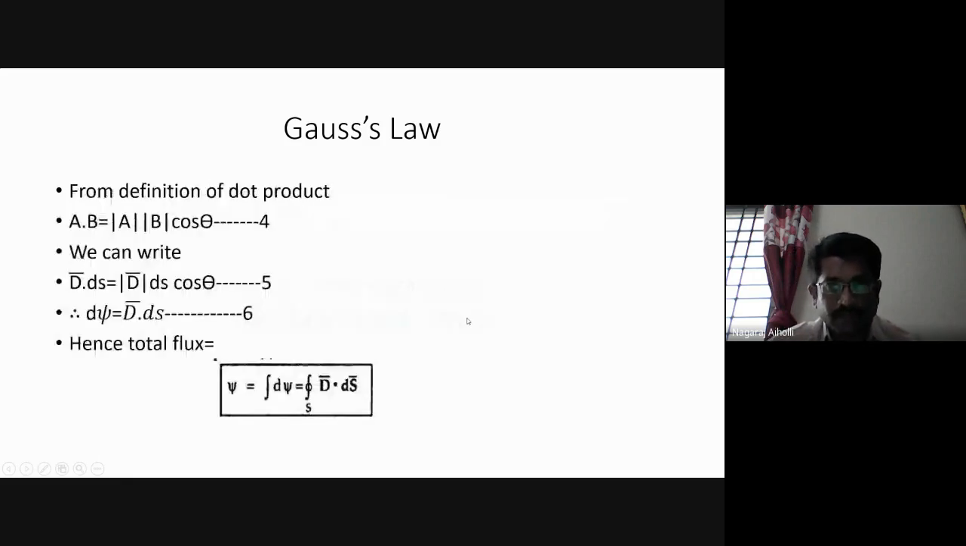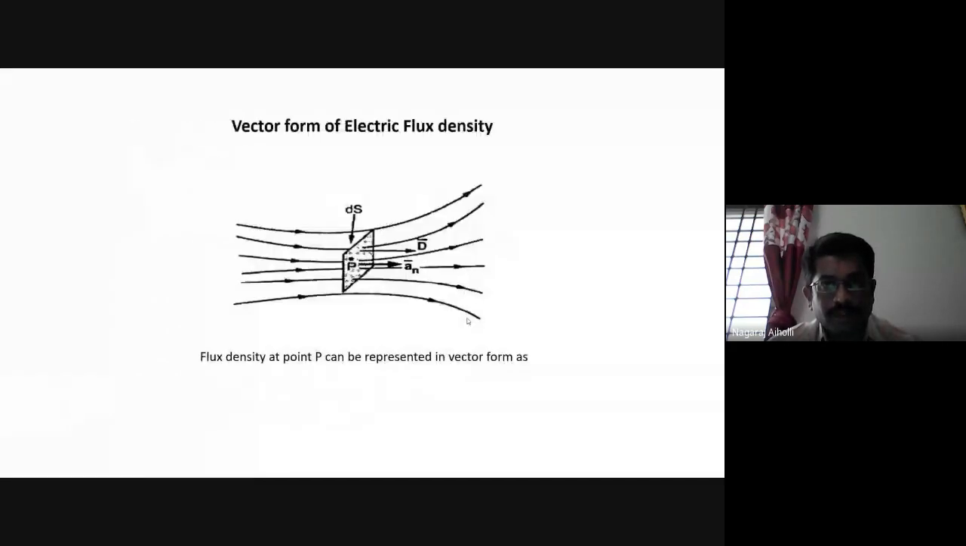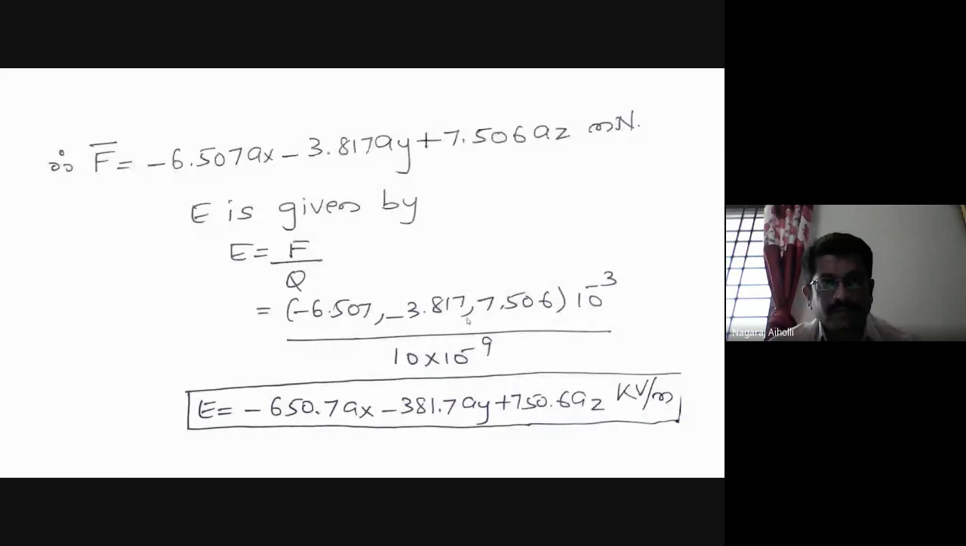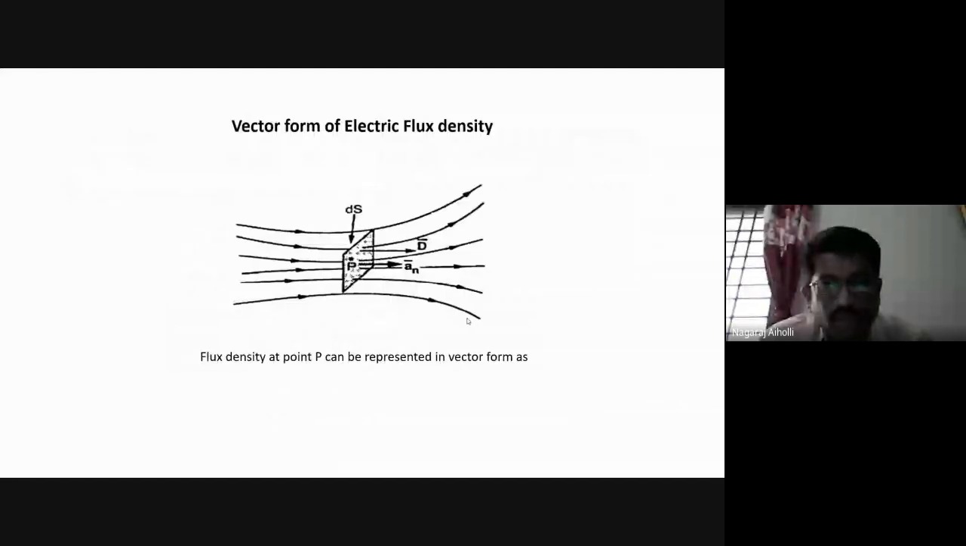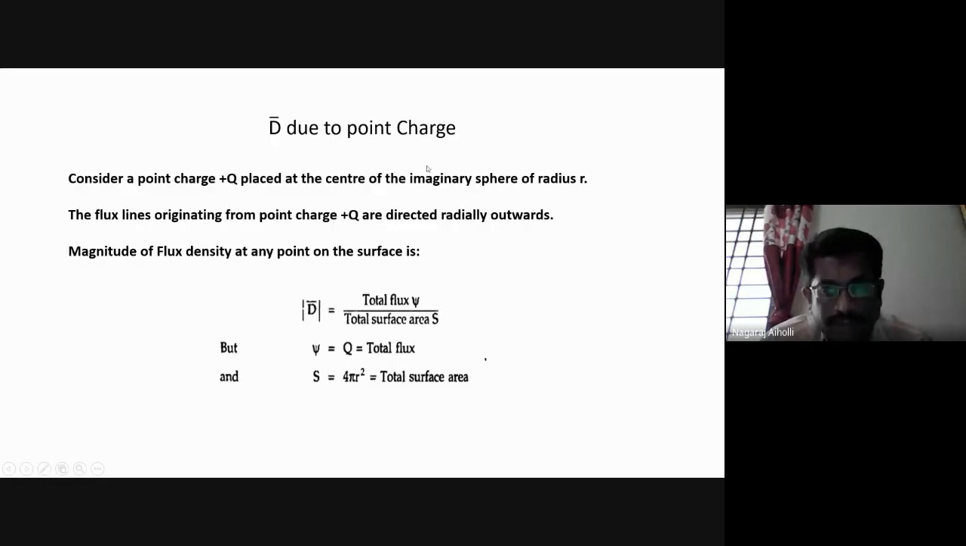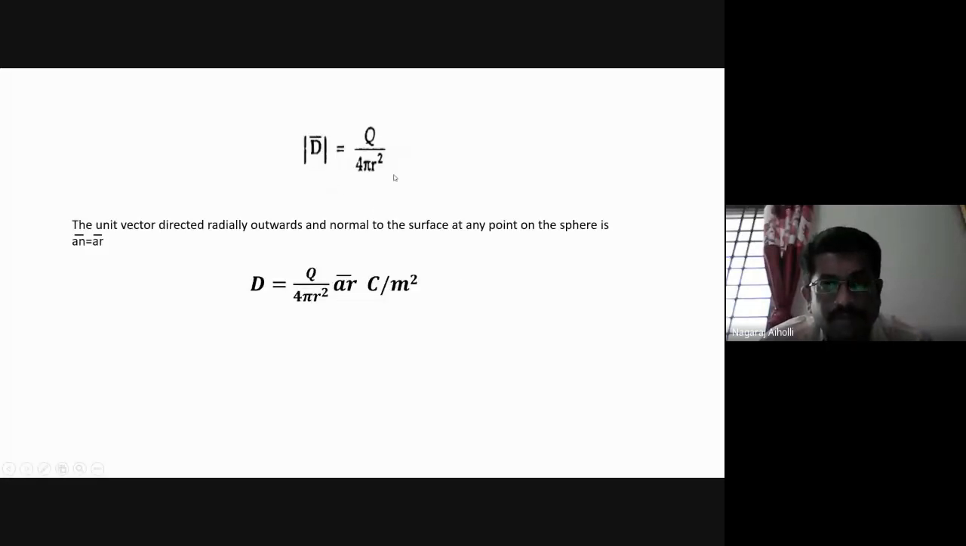In today's class, students, we have discussed the definition of electric flux density, that is D is equal to psi by S, flux per unit area. Then the vector form of electric flux density, D bar is equal to d psi by dS, an bar coulomb per meter square. D bar due to a point charge, we have found out D bar for this point charge which is at the center of the sphere, and it's given by D bar is equal to Q by 4 pi r square, ar bar coulomb per meter square in the vector form.